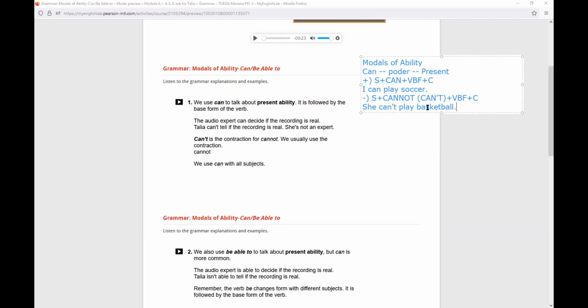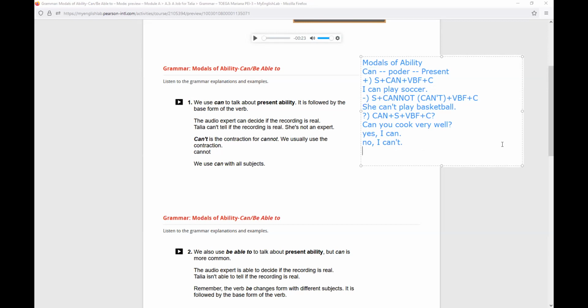Excellent. So for questions, the structure that we have is going to be that first the modal, after the subject, the verb in base form, and the complement. So that's it. For example, can you cook very well? And we can answer with yes, I can, for example, or maybe negative, no, I can't, right? So this is ability for present, can.